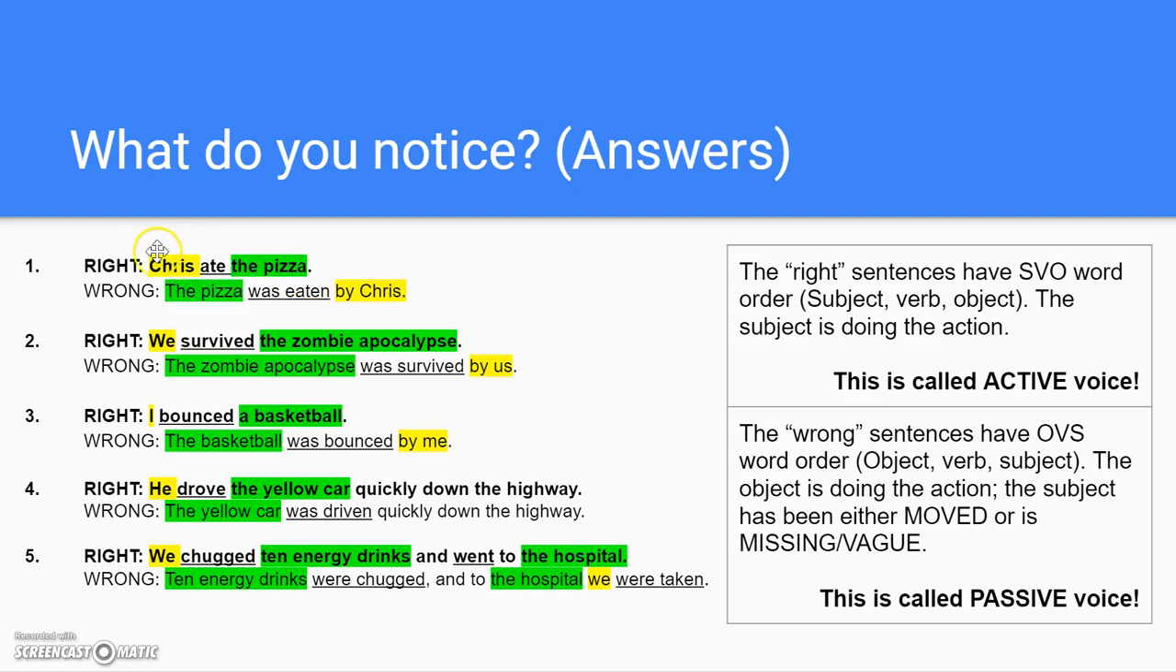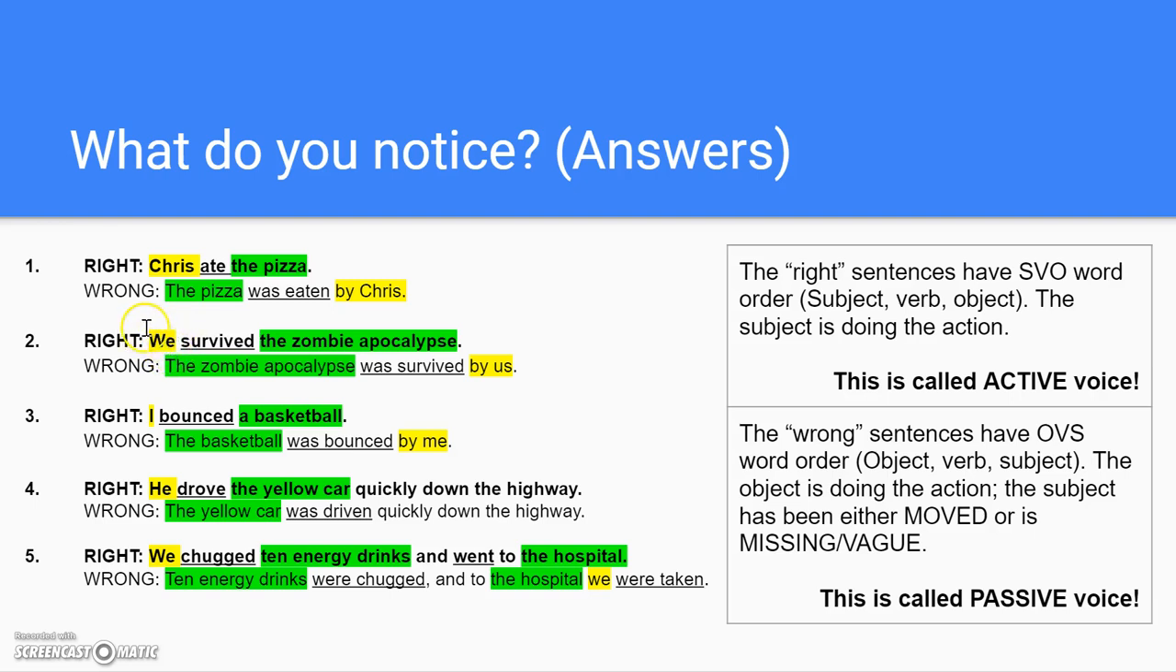For example, in sentence 1, Chris ate the pizza. Chris, the subject, is doing the verb of eating. What is he eating? Pizza. The pizza is the thing being eaten, so it's receiving the action. This is SVO word order.